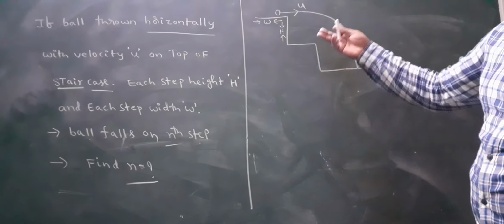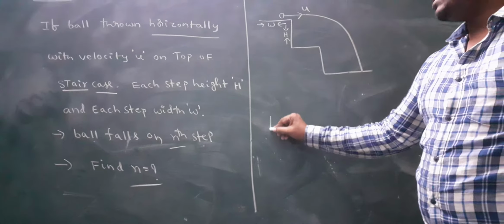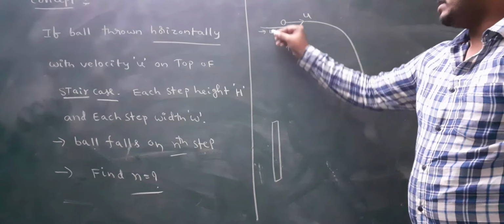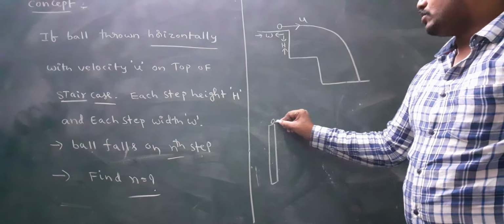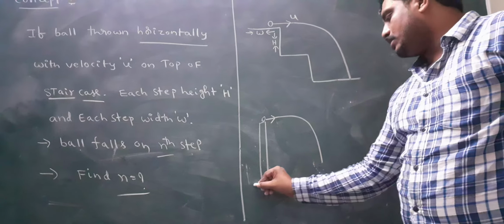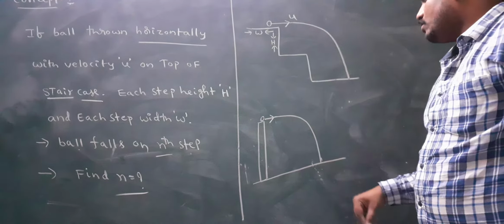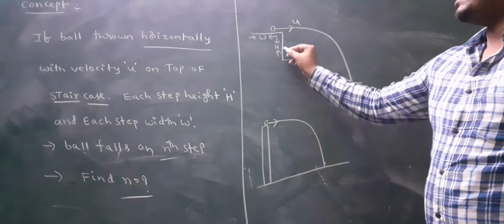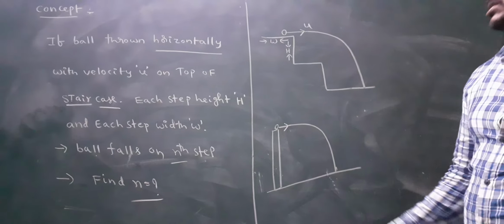Look here now. In the same situation, this is the tower. Here the body is thrown from the top of the tower. Finally, it reaches the ground. Look here, same situation in the diagram. Here, one step height is h.